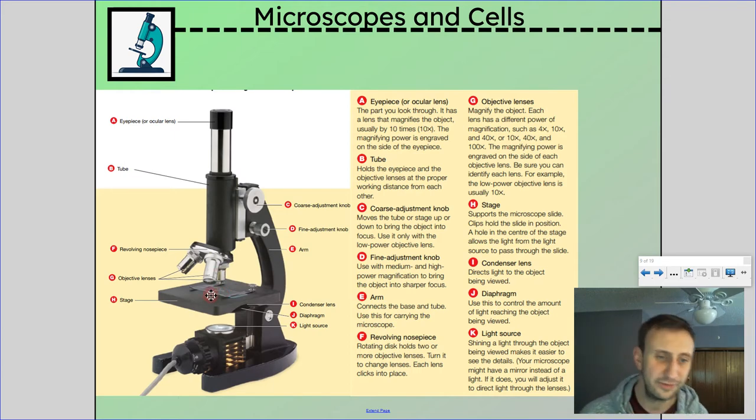The condenser lens is kind of in the stage itself, hard to see, but what it does is it allows light to travel through the stage and directs light onto the specimen itself. We have the iris diaphragm, or diaphragm, down there. That actually allows us to adjust how much light gets through.